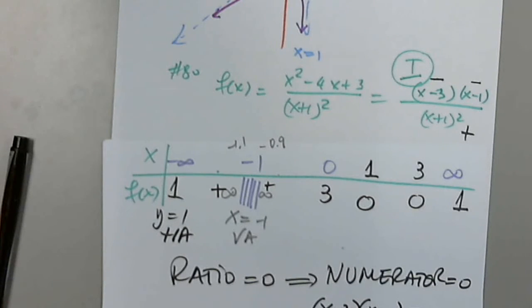It's coming from infinity, crossing the y-axis at (0, 3), crossing the x-axis at (1, 0). It has to turn because it has to cross again at (3, 0) and get closer to 1. One more time. From positive infinity it crosses the y-axis at (0, 3). It crosses the x-axis at (1, 0). It's below the x-axis now, but it has to come back and cross at (3, 0) and approach 1.